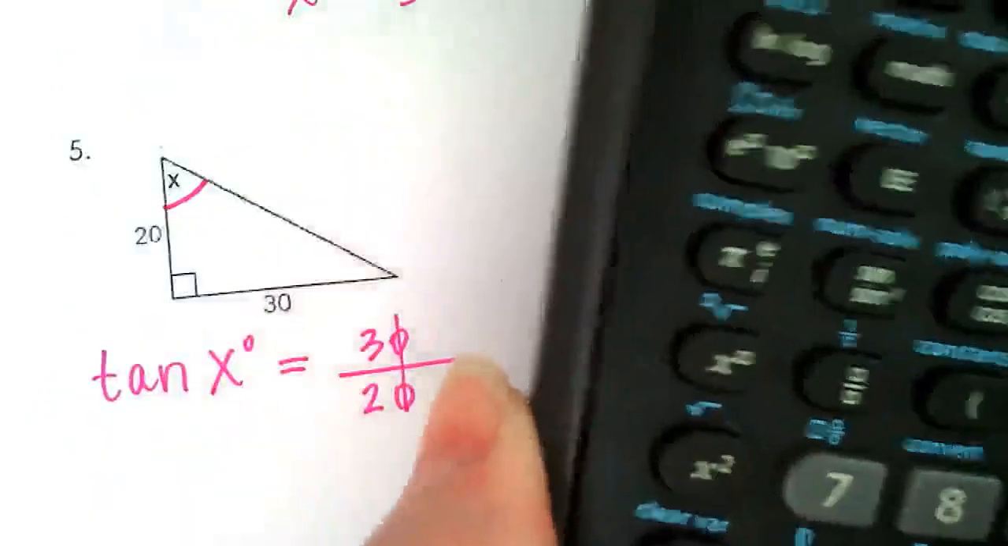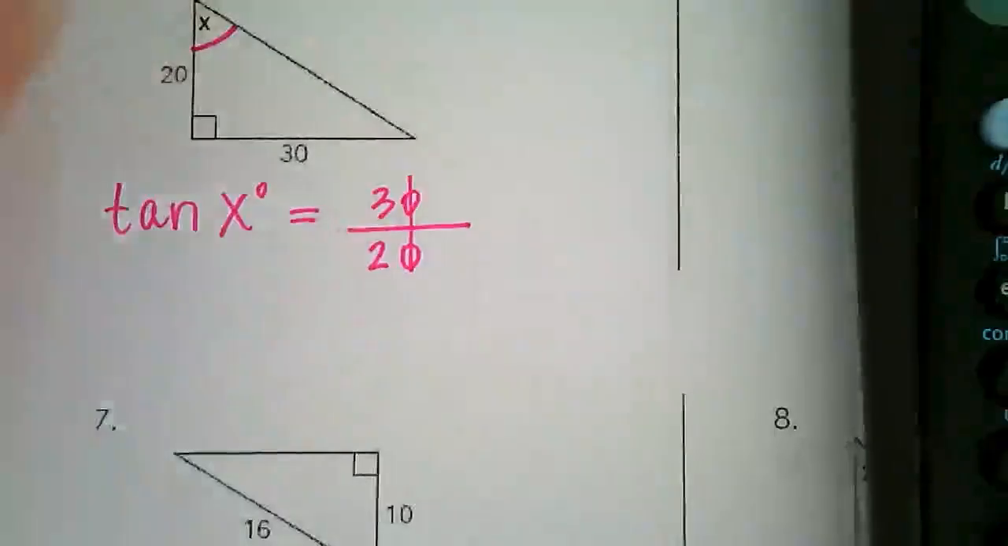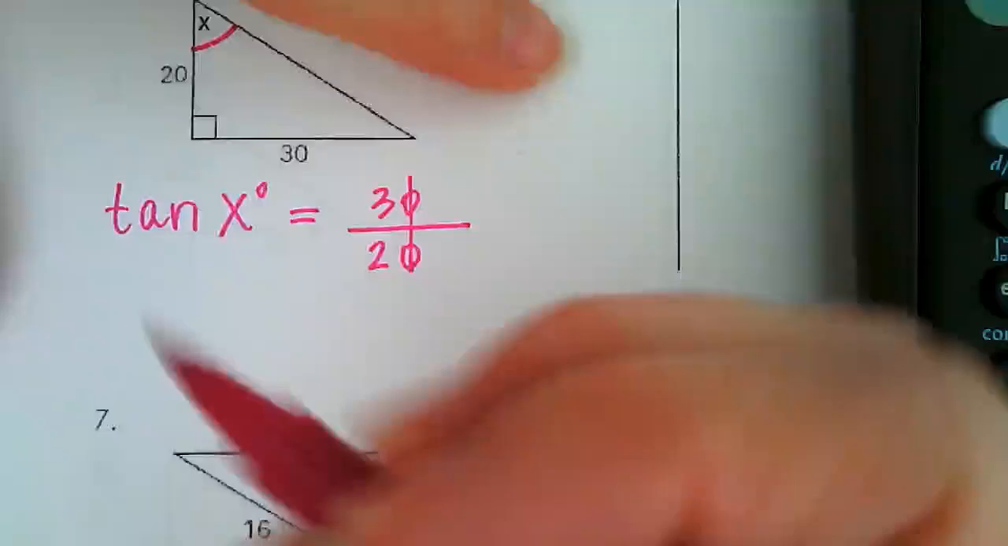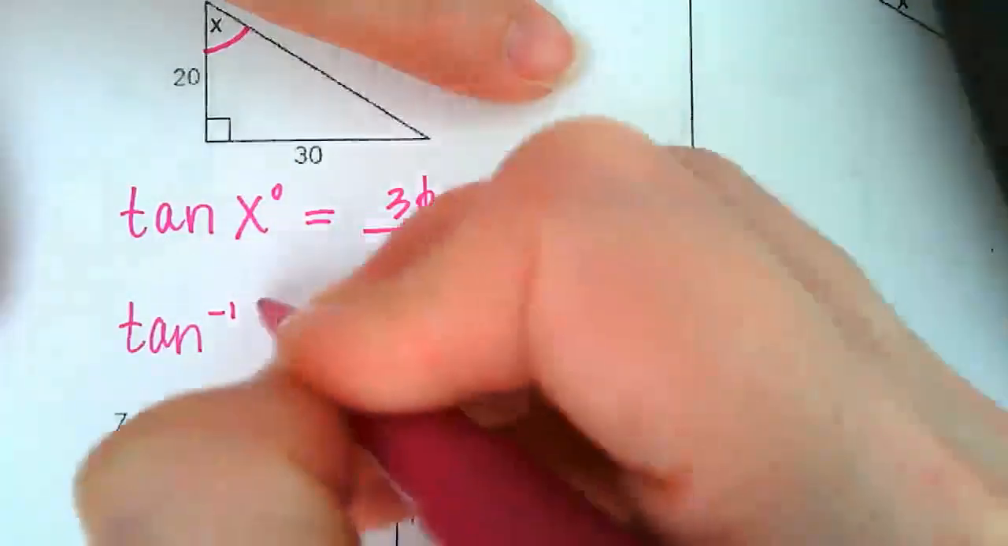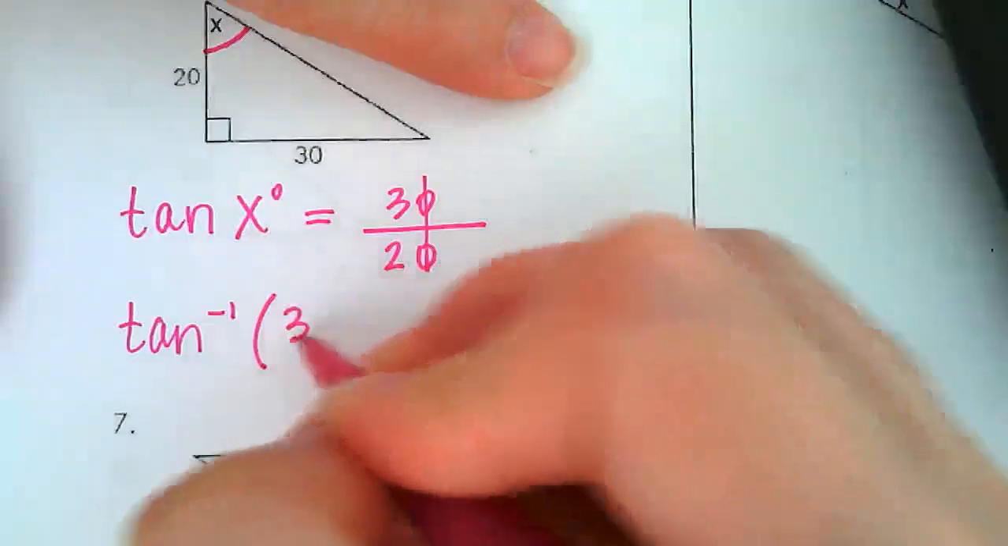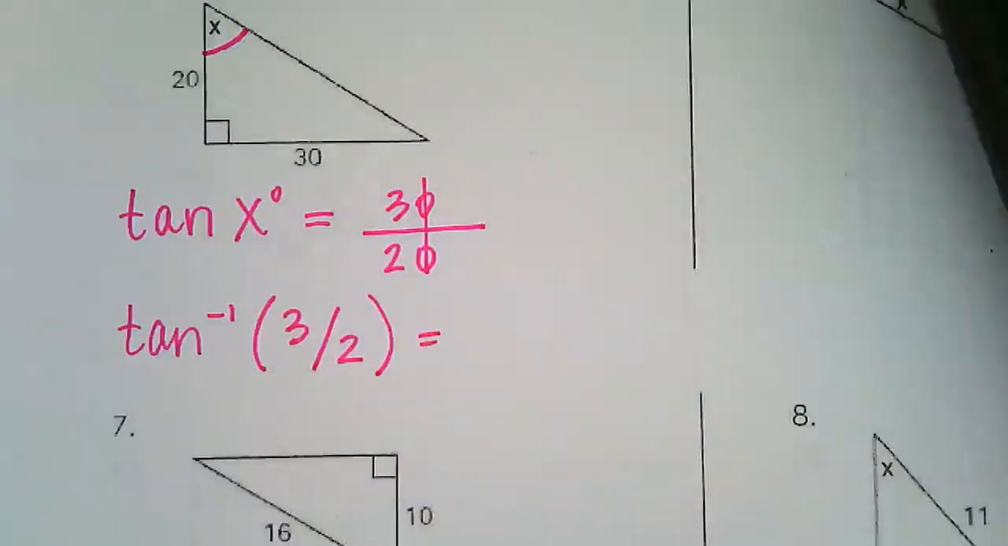So, all right, what we're going to do is say that we want the inverse tangent, because we don't know what the angle is. The way it's going to look in the calculator is the inverse tangent, and then in parentheses, we're going to put the 3 over 2. That's how it should look once we type it in.